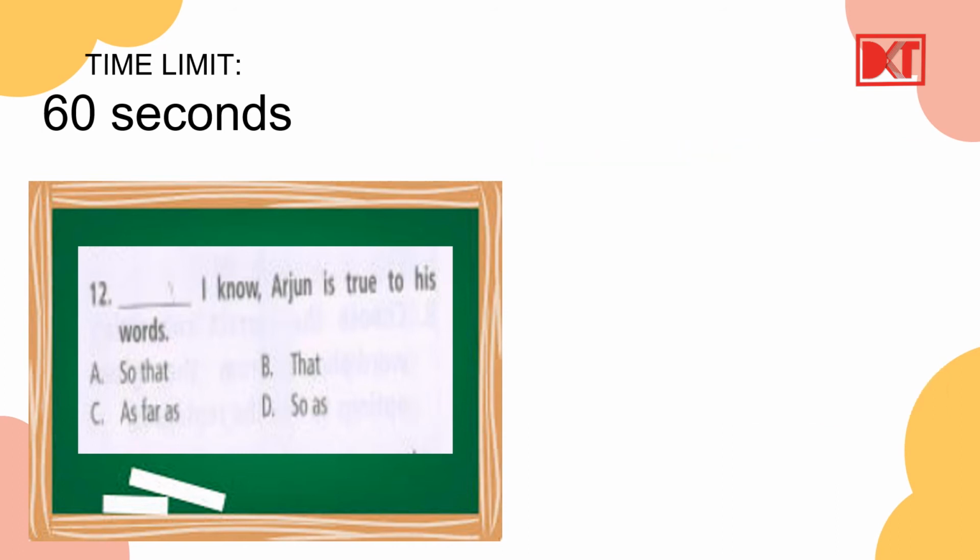Okay, yeah. Dash I know Arjun is true to his words. So that I know, or as far as I know, or G so as I know. Here the correct answer is C. As far as I know. So here it actually means, जहाँ तक मुझे पता है, which means within my knowledge capability, Arjun is true to his words.